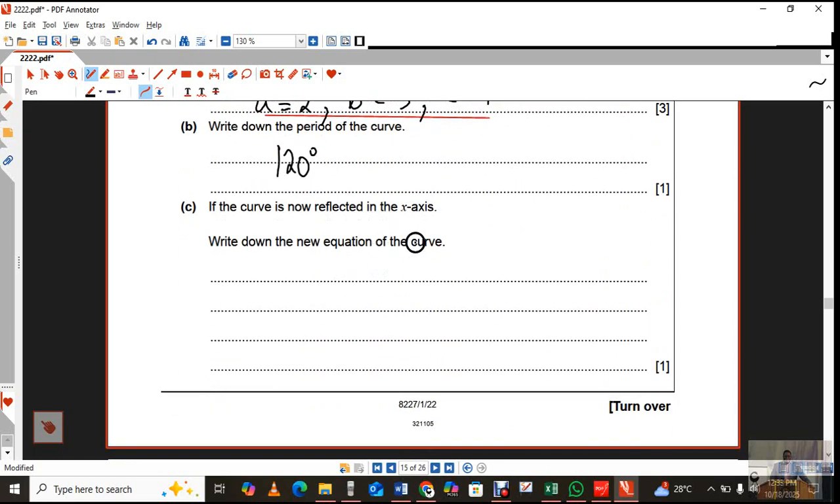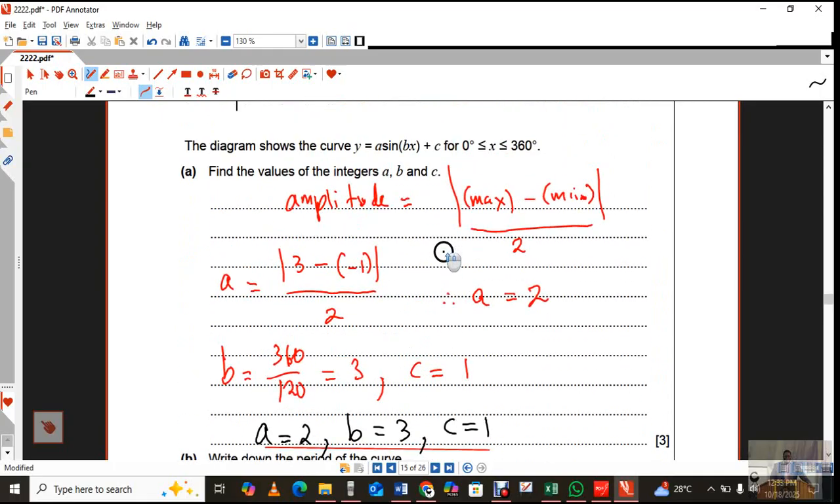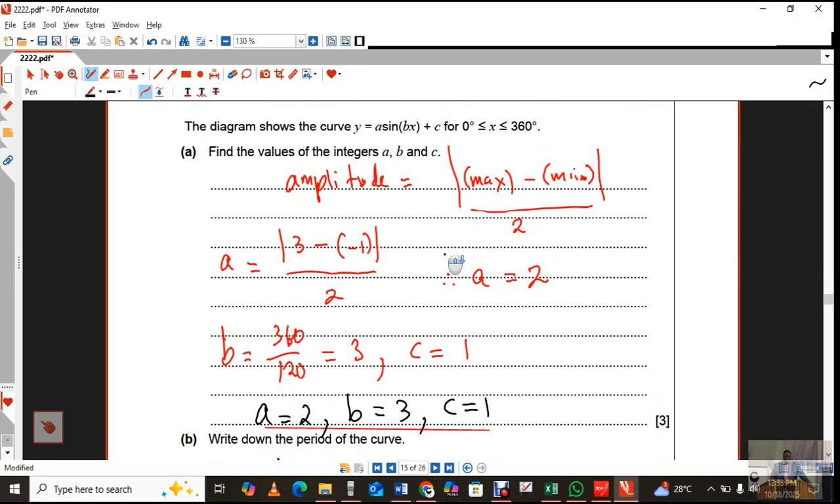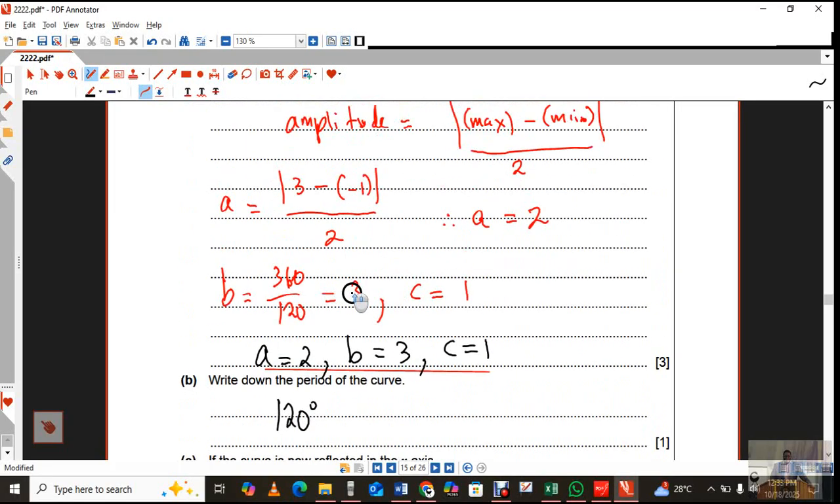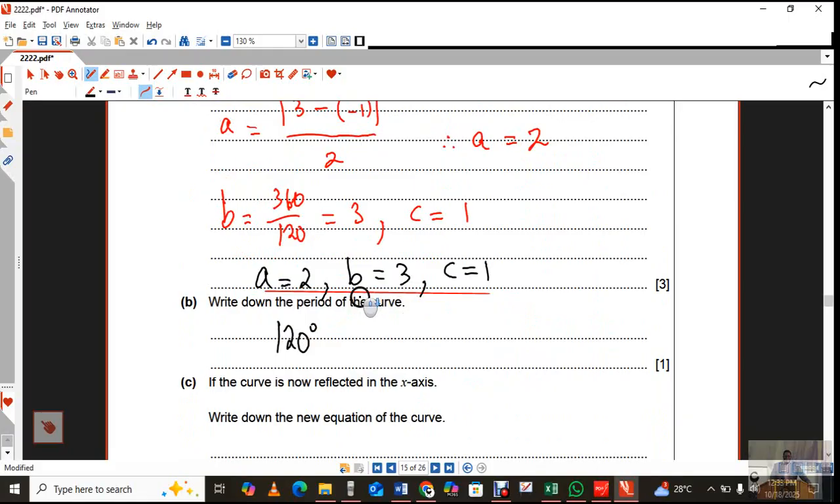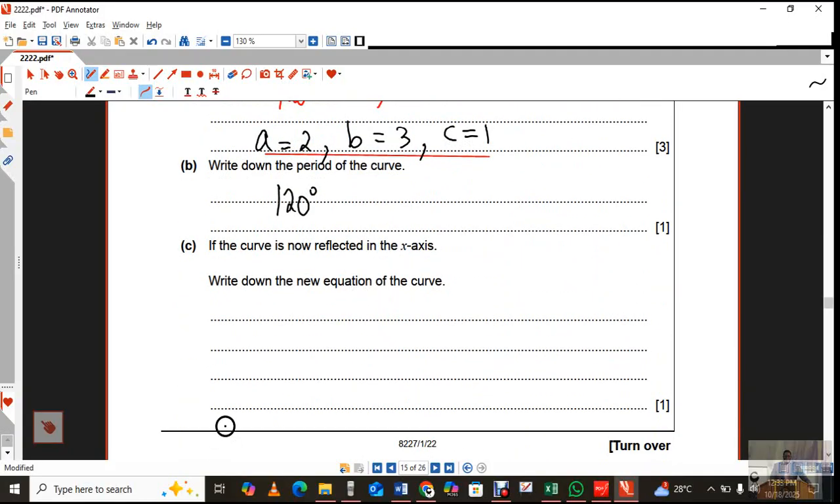The curve is now reflected in the x-axis. So when you reflect a function in the x-axis, let me just write what that curve is now. That curve is f of x, or it's y. So the equation of the curve is now y, I can actually complete it: 2 sine 3x, right? I can put it in brackets if I wish, plus 1.